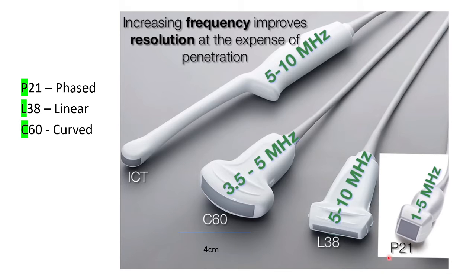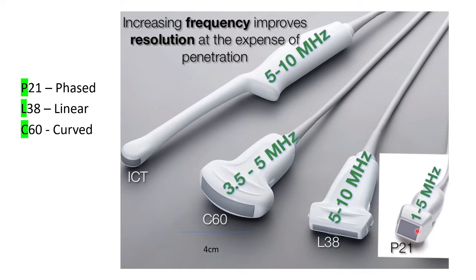This is our cardiac probe. P stands for phased, and P21 is the model. This probe number will show on the echo machine we are using. L stands for linear. This is a linear probe, used for vascular work. This is the curved probe, and this way it is C. All these linear probes will be wide, a minimum of around 4 centimeters.